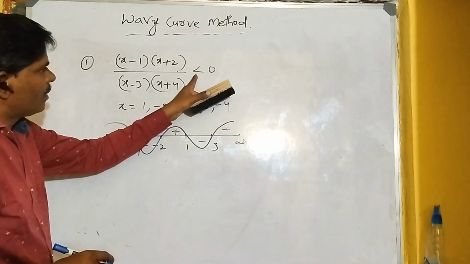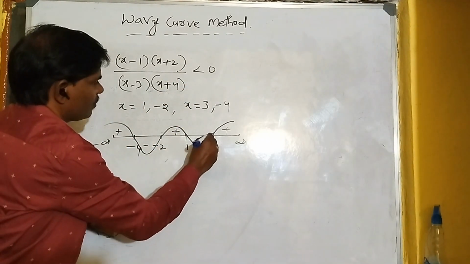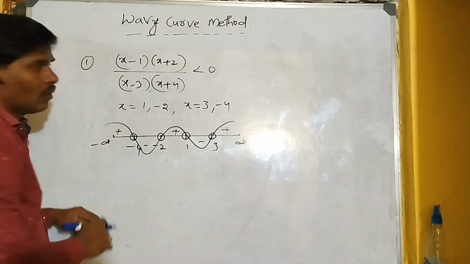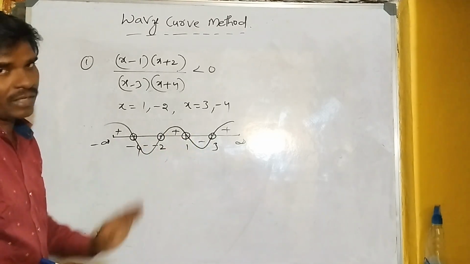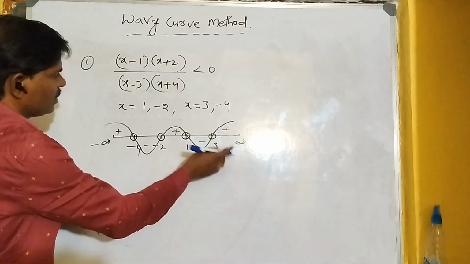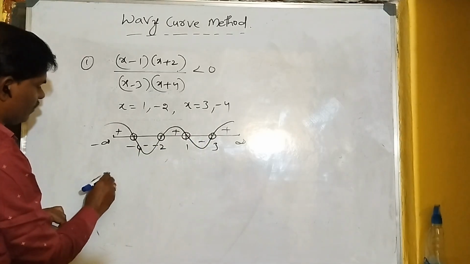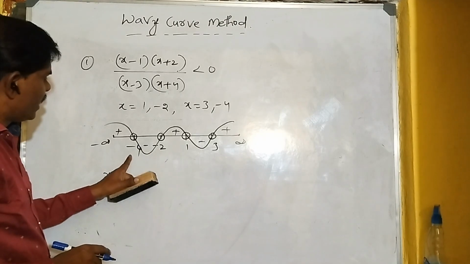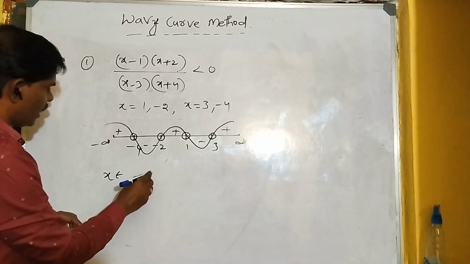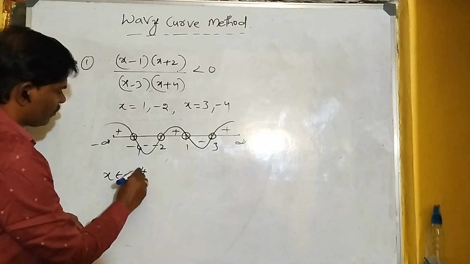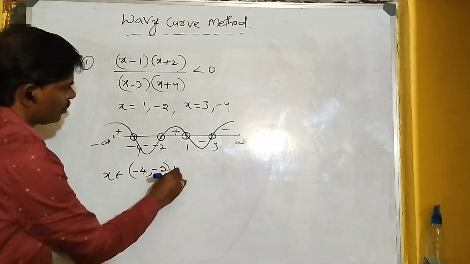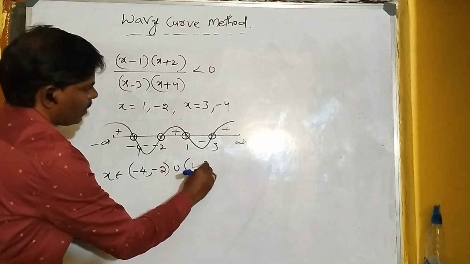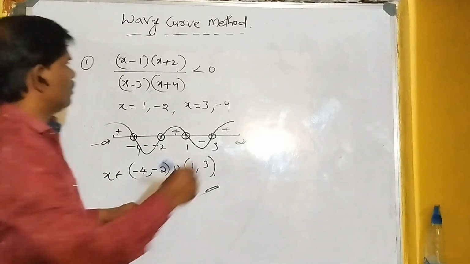Okay, what do you want here? Less than. Less than means negative value. Negative value means open circle curve. This is also negative open circle. Sorry, whole circle. Whole circle means what is your answer? Okay, negative part is the answer. X belongs to open interval -4 to -2. Okay, open interval -4 comma -2 union. This is also negative part. Negative part means open interval 1 comma 3. This is the answer. Next, one more question.